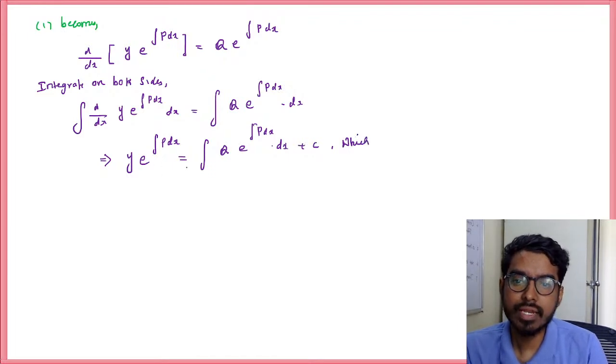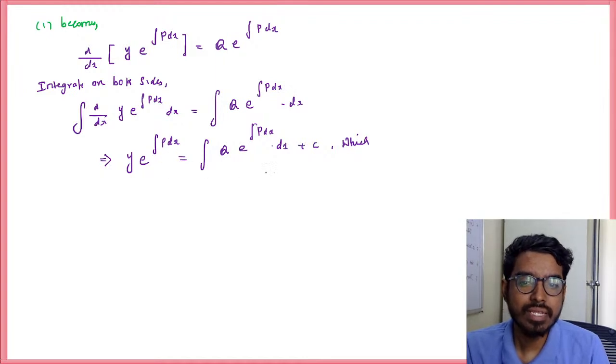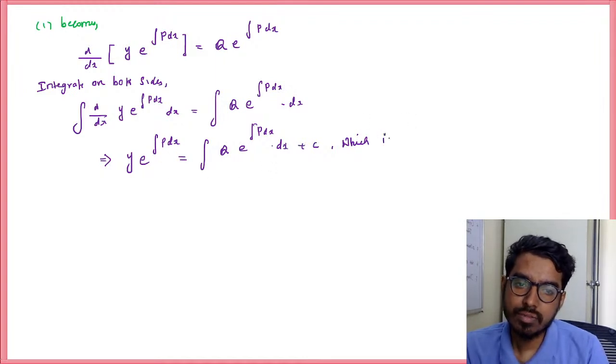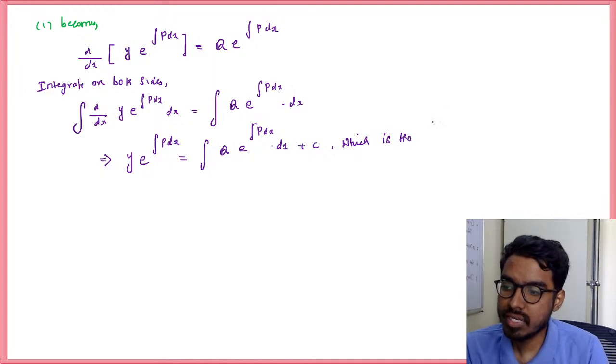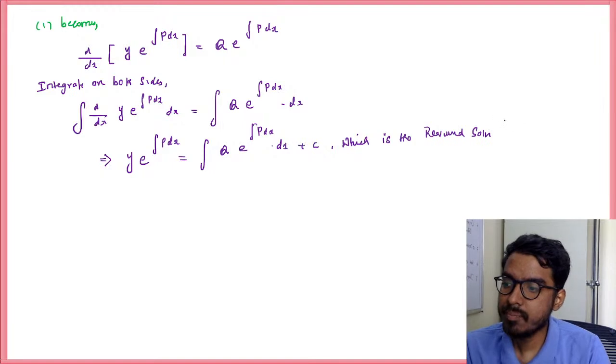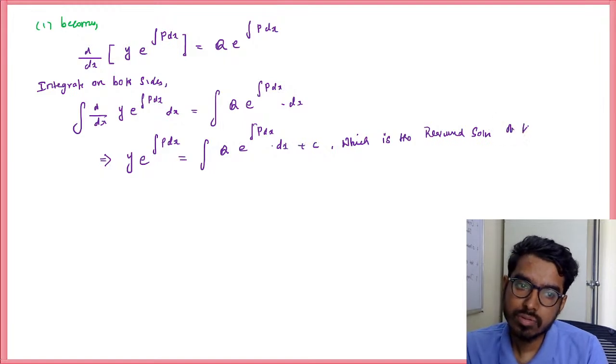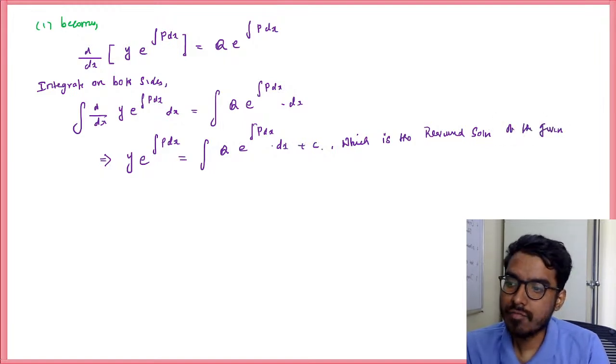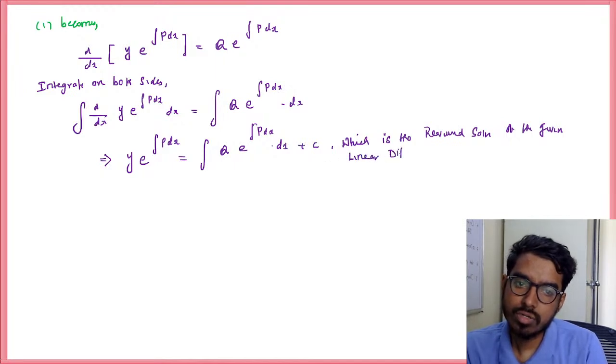We have got y, right? So y can be obtained by just bringing this e power integral p dx to the downside. Which is the required solution. This is the required solution of the given linear differential equation, right? Don't think big, right?